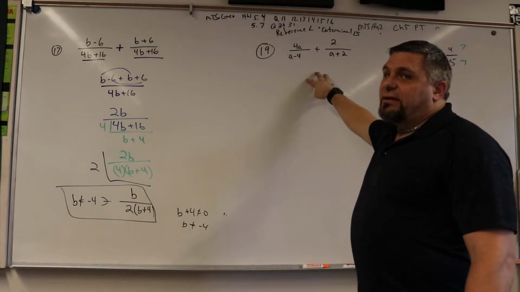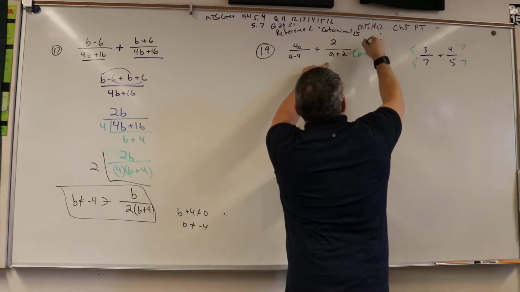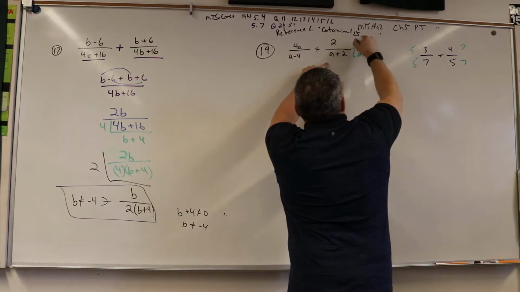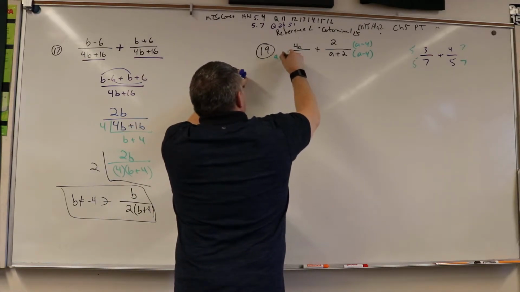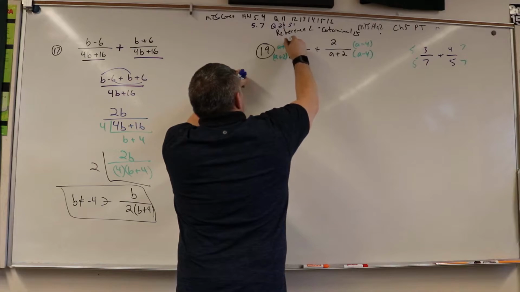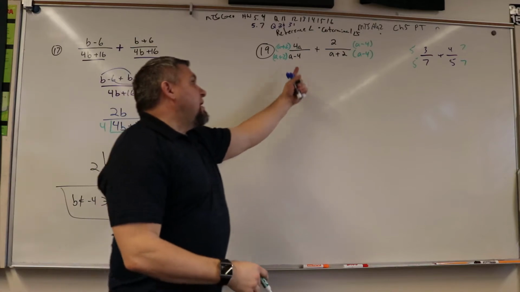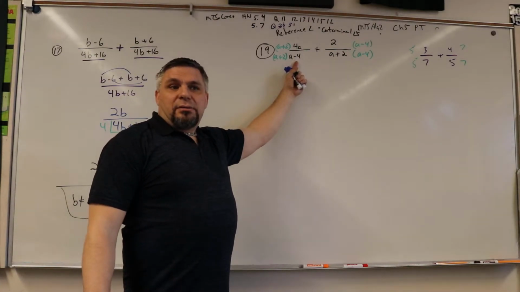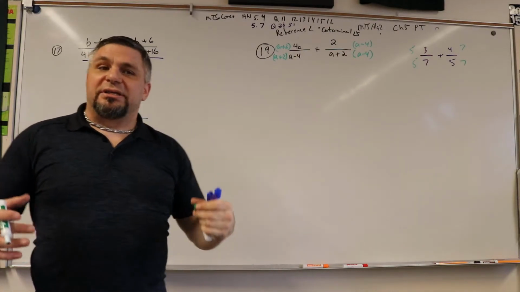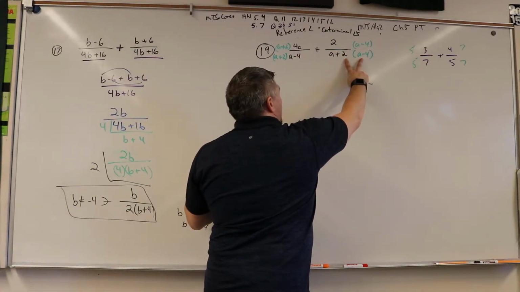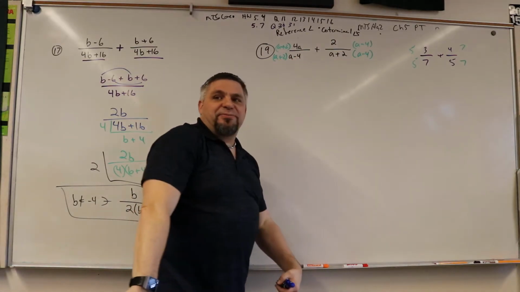The same exact thing. I'm going to multiply this by a minus 4 over a minus 4. And I'm going to multiply this by a plus 2 over a plus 2. Okay? It's a factor of 1, right? But I'm using the other denominator in order to make them look the same. These look the same now, right? A plus 2 times a minus 4. A plus 2 times a minus 4.